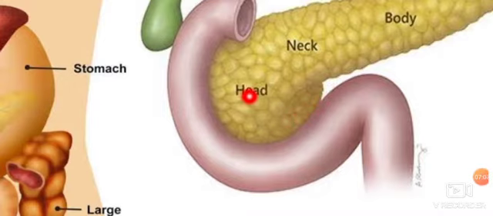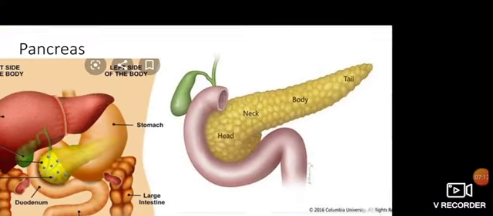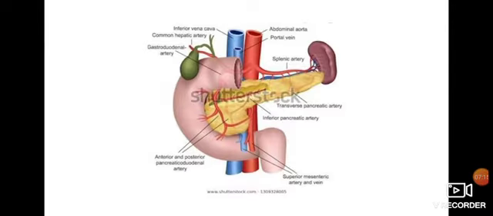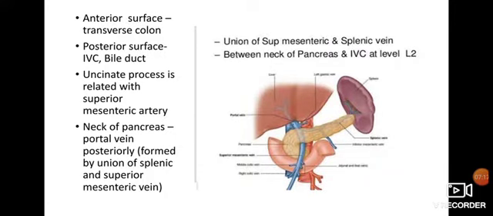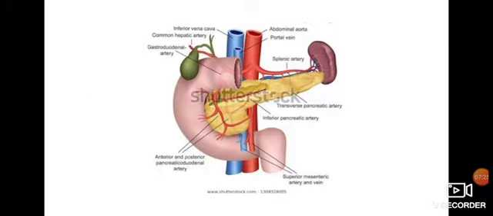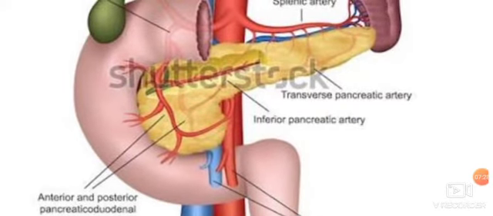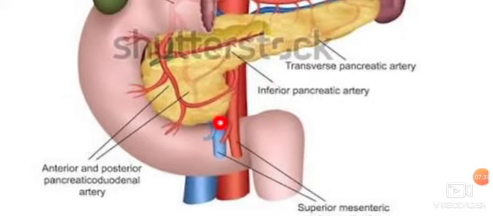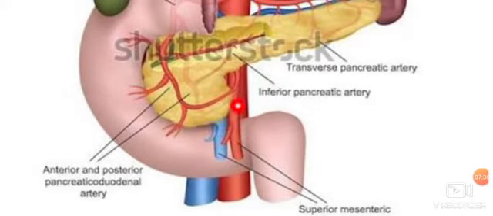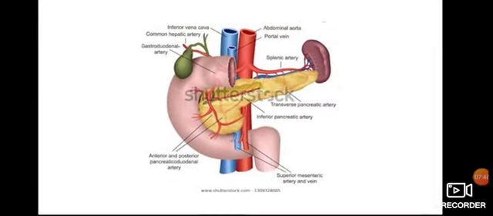This is extending from the head. The head has a projection or process which is called the uncinate process. What is the relation of the uncinate process? The uncinate process is related with the superior mesenteric artery, or superior mesenteric vessels. We can see the superior mesenteric vessels in relation with the uncinate process. This is the superior mesenteric vein and this is the superior mesenteric artery that is passing in relation with the uncinate process.